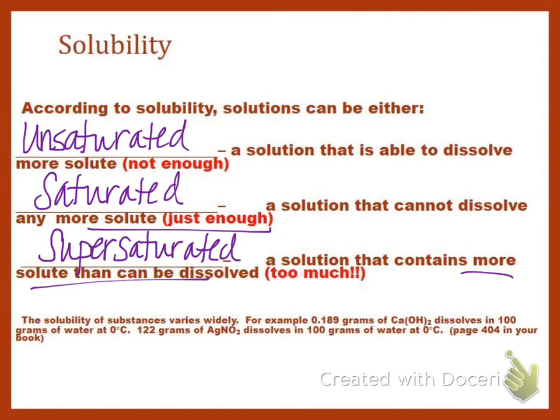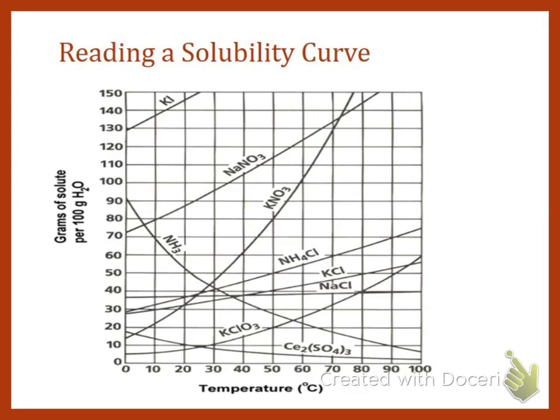So let's look at a solubility curve. This is our solubility curve. Each line represents a different substance, and so let's look at this line right here. We'll kind of trace it. That's sodium nitrate, so we'll do some examples based on that.